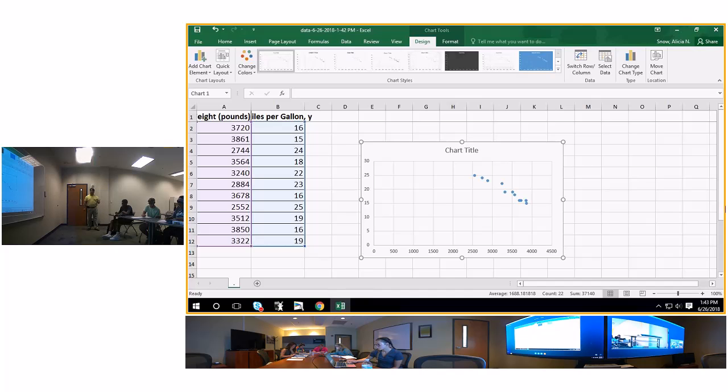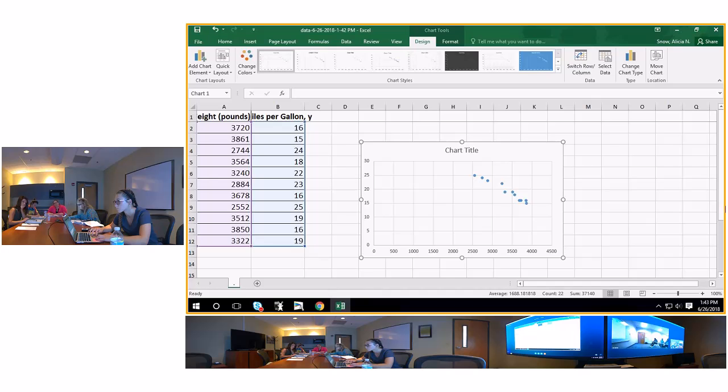So I want y'all to draw a sketch of that graph, so you can draw where the dots are, so you'll know what it looks like when you put it in your graph. You got to do a scatter plot on Excel.